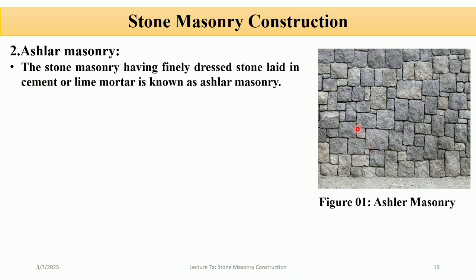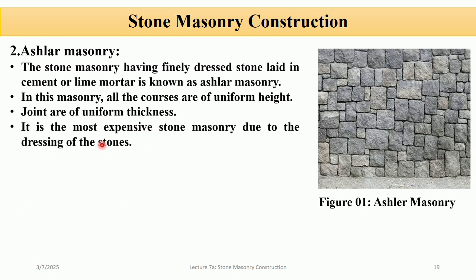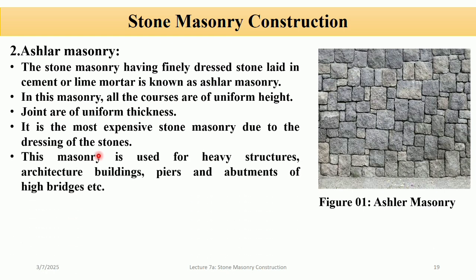Because of the precise cutting and uniform joints, ashlar masonry is stronger than rubble masonry and commonly used in architectural work due to its neat and elegant appearance. In this masonry, all the courses are of uniform height and joints are of uniform thickness, and it is the most expensive stone masonry due to the dressing of the stones. So this masonry is used for heavy structures, architecture, buildings, piers, and abutments of high bridges.